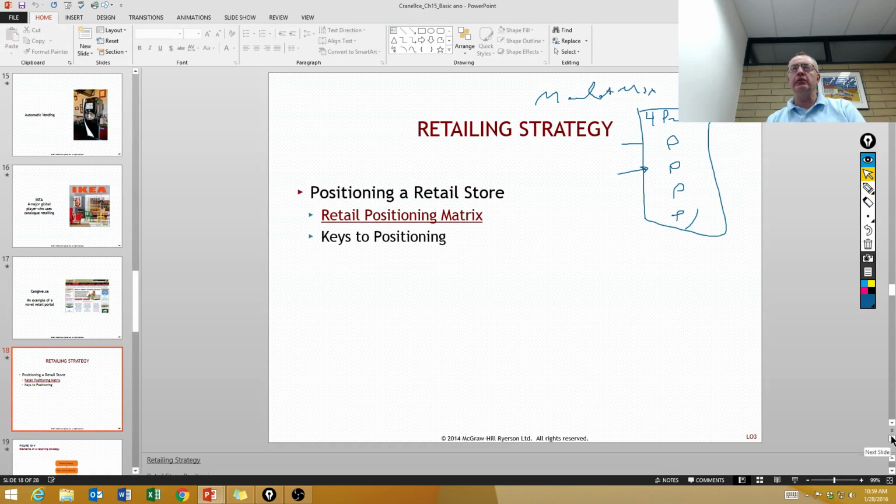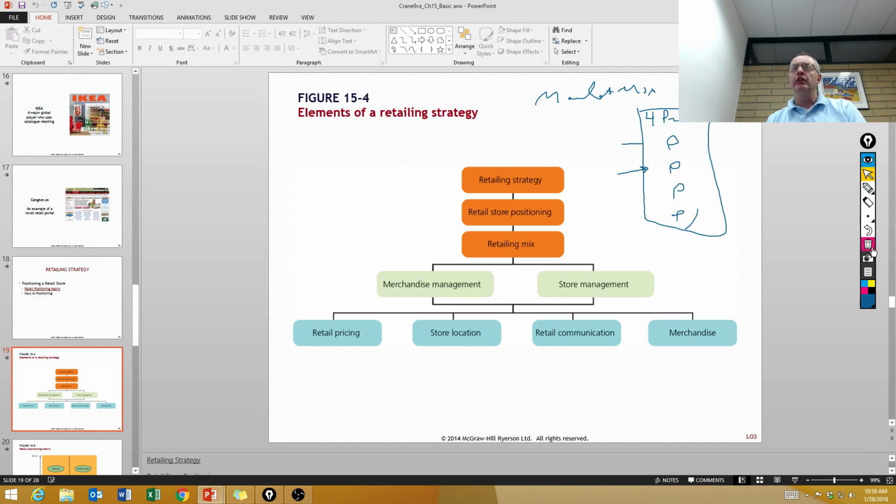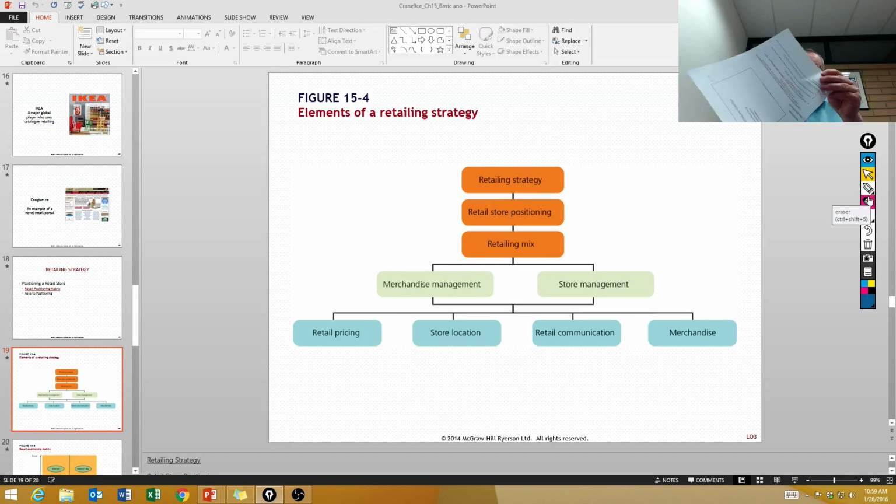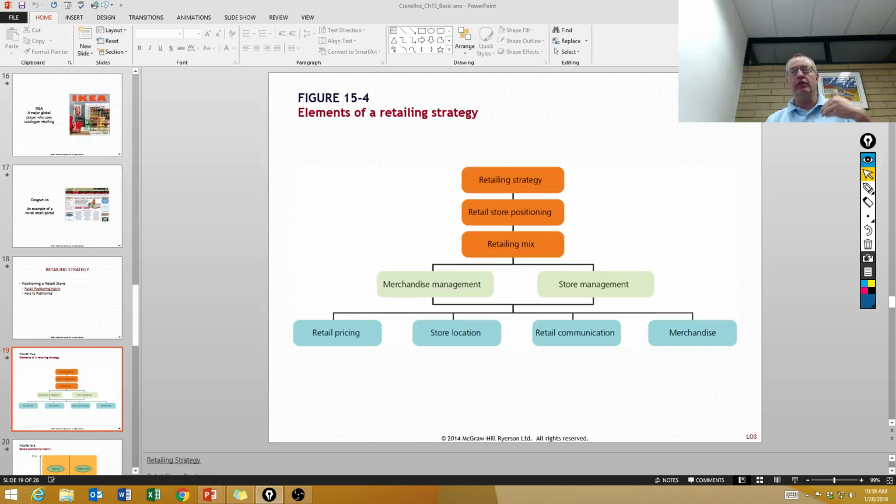Because we talked about product positioning before, so marketers try to determine how customers see the product in their minds, or they try to affect how consumers perceive the product. And so likewise, retailers can position themselves in the market so that they have a certain perception in the eyes of consumers as well.